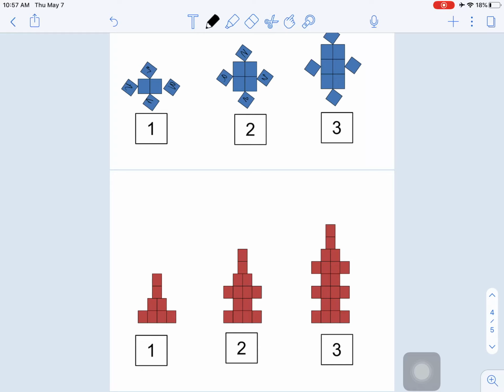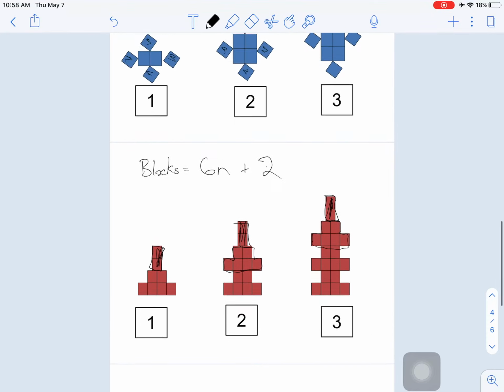This one's quite a bit trickier, but I noticed that the top pyramid of the block stays the same every time. And what's being added every time is this little pyramid type shape thing, which consists of 6 blocks. So the formula you should have got here is blocks equals 6 times the case number plus the 2 that's always on the top. Because you're adding 6 every time. So this 6 times the case number shows that you're adding 6 every time.